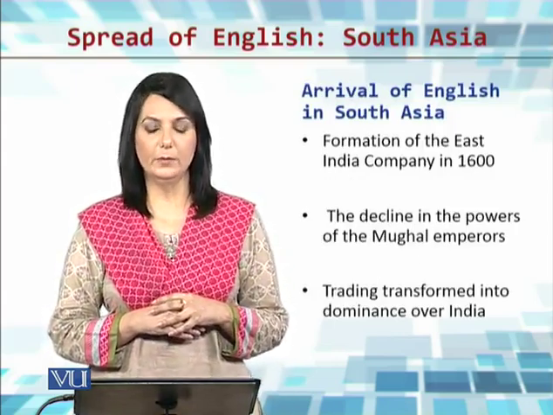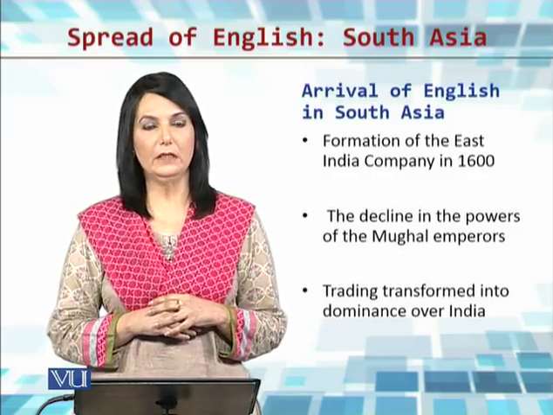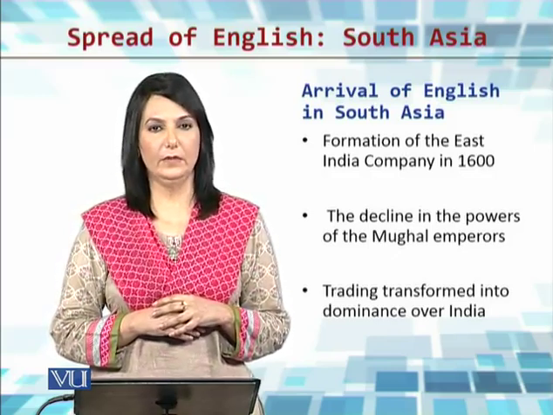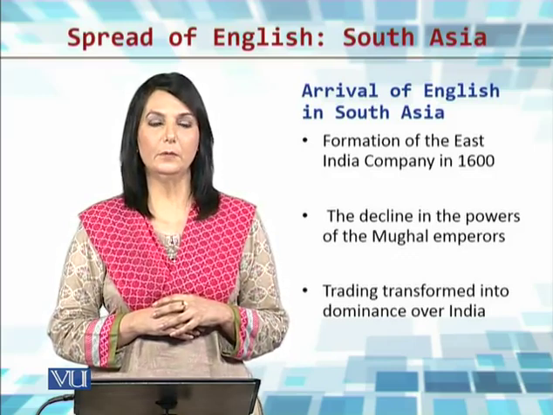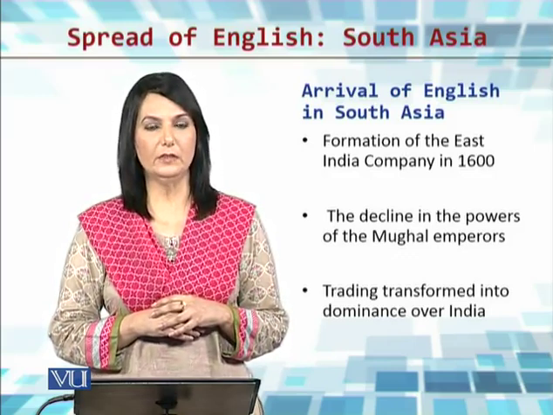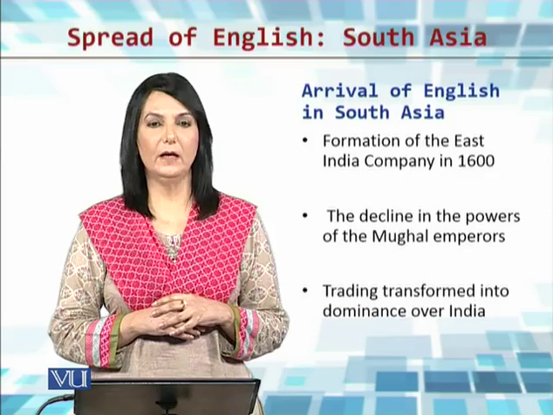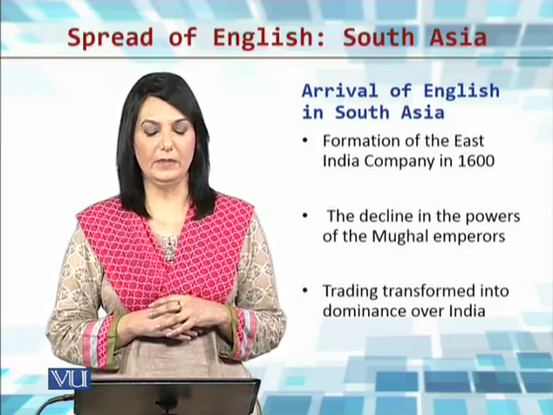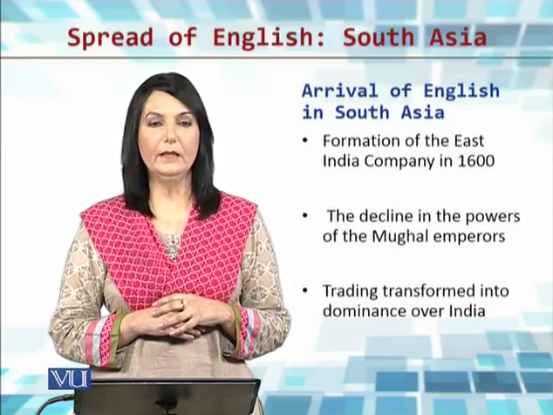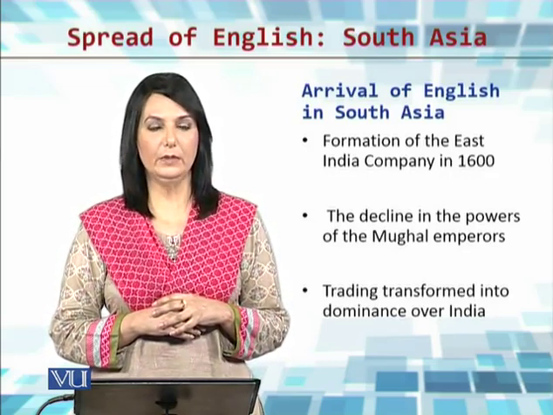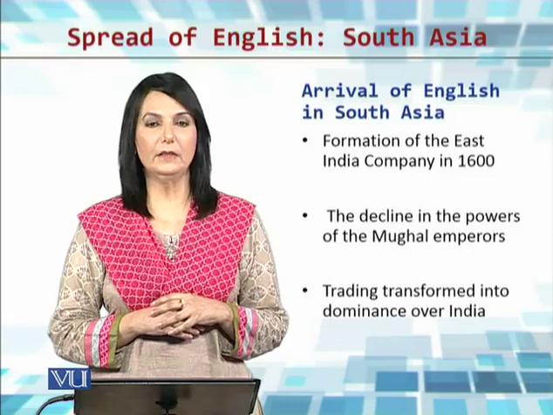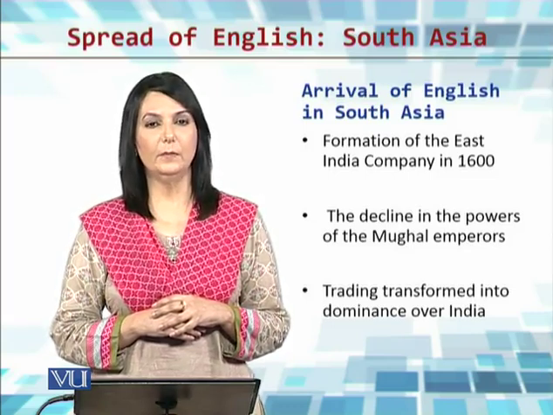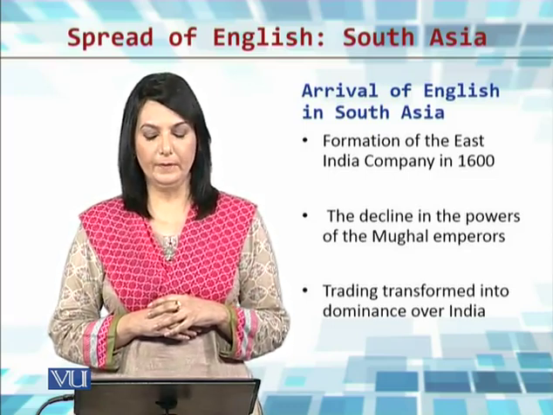English arrived in South Asia with the formation of the East India Company in 1600. It was a company formed by some London merchants who received a trading monopoly over this area from Queen Elizabeth I. They established a center in Surat and gradually some other trading centers in Madras and Bombay.